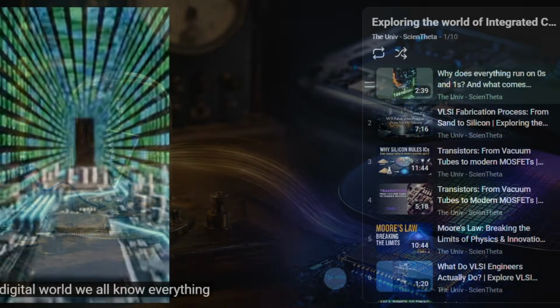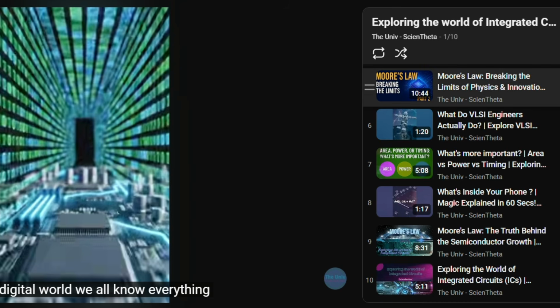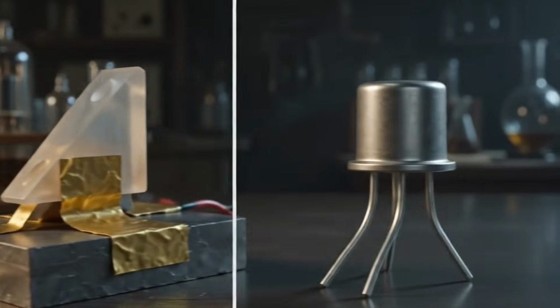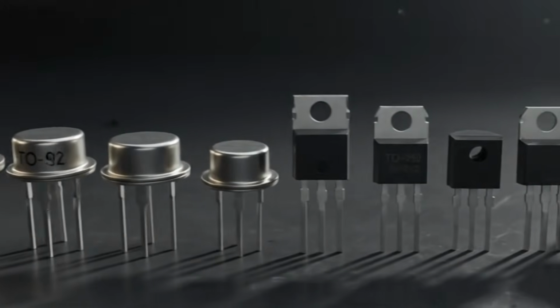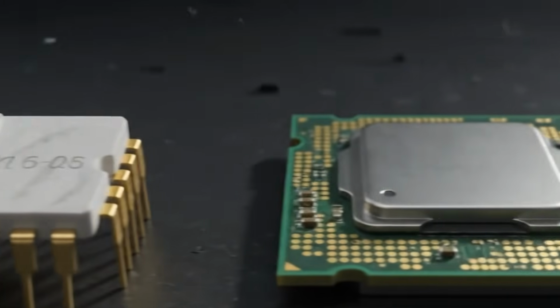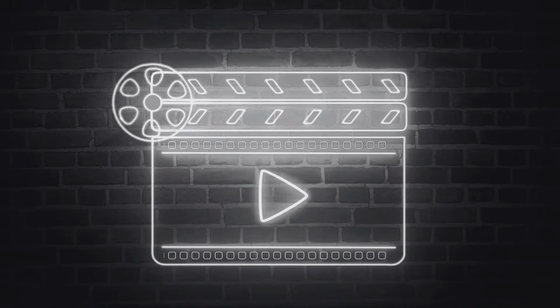So, today, as a part of our series exploring the world of integrated circuits, we are going back in time to look at the evolution of transistors from the first point contact transistor to modern nanoscale technologies, different types that shaped computing, and even the possible technologies that could define the future. So, let's get going.